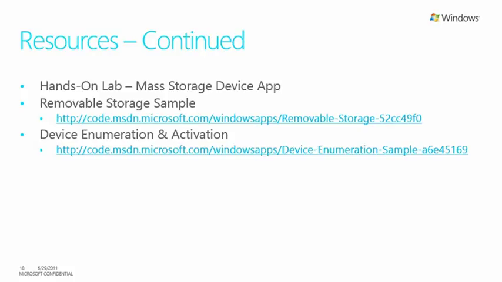Next up, in about 15 minutes, we'll start off a hands-on lab for mass storage device apps. There's a mass storage sample out there on MSDN. It covers multiple languages, and it's fairly straightforward, easy to consume. And in order to identify your device and actually start using it, you would use the device enumeration and activation API, which is also defined.